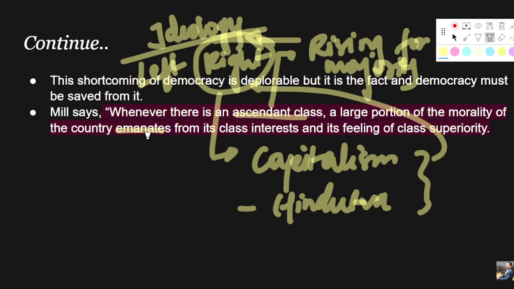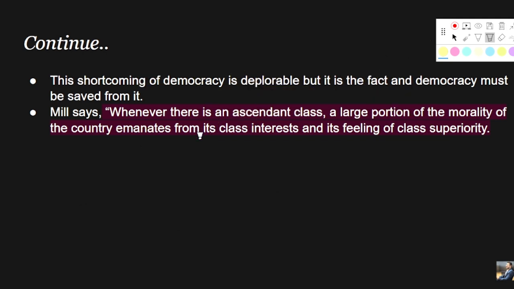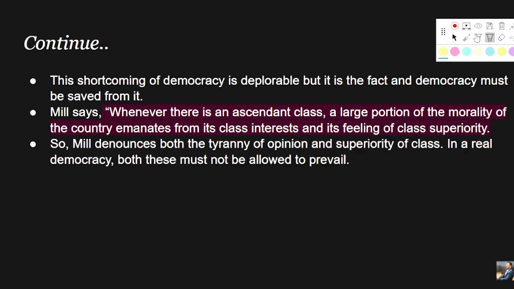The idea is not basically a will of the entire people, will of each man. The idea of morality is not inclusive. It is basically the idea or morality of the class which is representing that particular country, right? Because that particular idea is produced from the interest and its feeling of class superiority, right? So this is the idea. So Mill denounces both the tyranny of opinion and superiority of class.